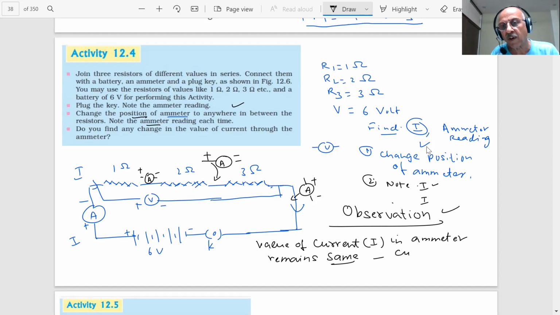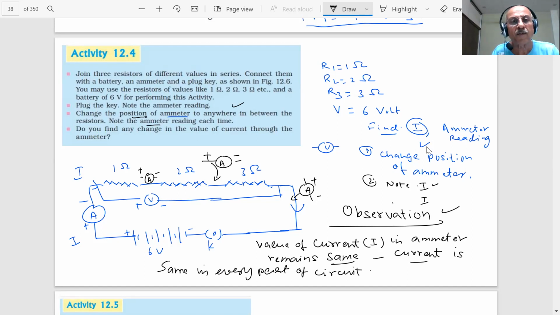What we found experimentally, students, is that current is the same in every part of the circuit. What type of circuit is this? Resistors are connected in series or parallel? In series. Clear? So when we connect the resistors in series, the same current will flow through them, students.